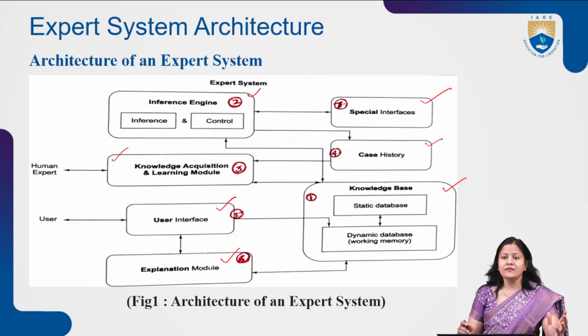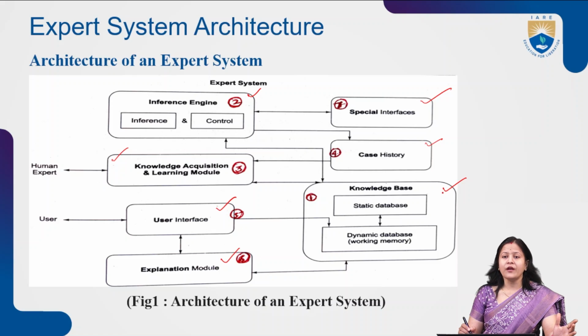So the first component is the knowledge base. Already I have discussed in my previous video, there are 3 important components of the expert system. One is the knowledge base, the second is the inference engine, and the third is the user interface. All 3 components are also available here. The first component is the knowledge base, the second is the inference engine, and the fifth is the user interface, which I have marked in red. So these are the 3 very important components of the expert system. During the preparation of the expert system, we need to take care of all these 3 components first. After that, the rest of the components are optional, but they are also required.